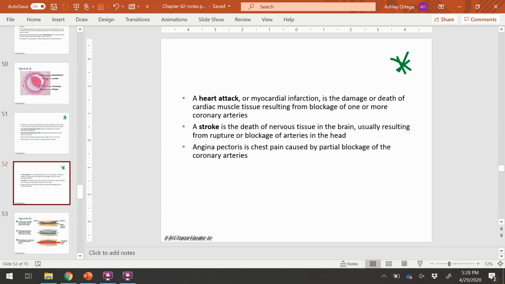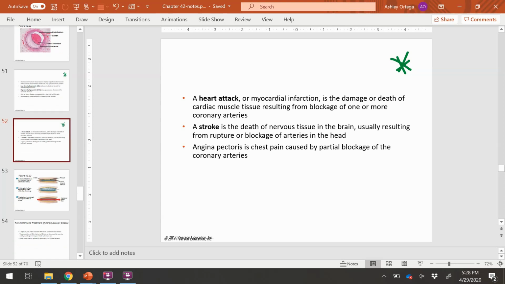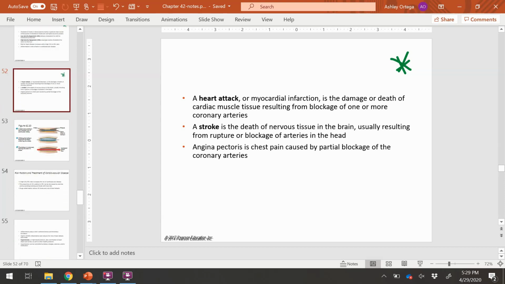A stroke is defined as the death of nervous tissue in the brain. This usually results from a rupture or blockage of the arteries in the head, and so is also part of cardiovascular disease. That can be minor, or it could be a very serious, if not fatal, event. Partial blockage of coronary arteries is called angina. For this slide, you'll want to focus on heart attack and stroke.